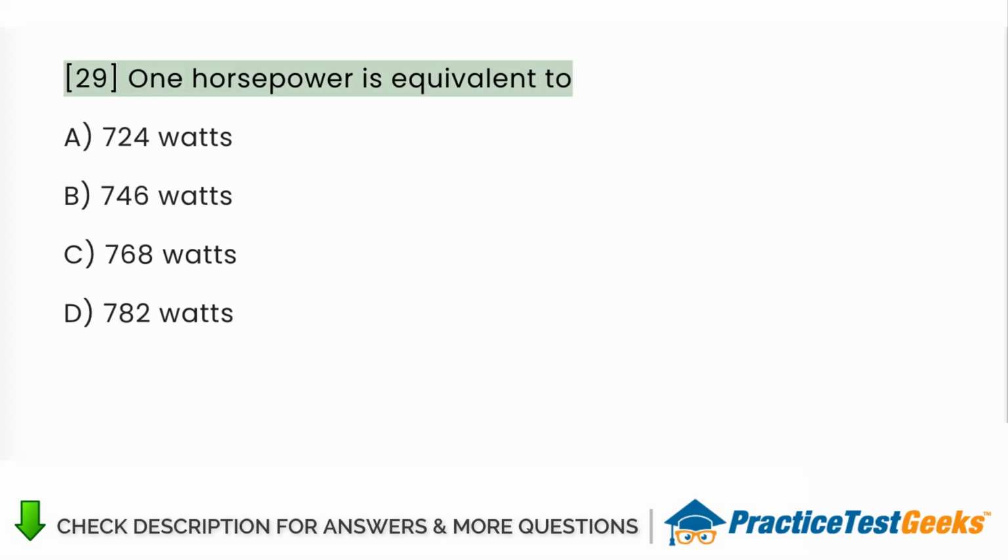One horsepower is equivalent to A. 724 watts. B. 746 watts. C. 768 watts. D. 782 watts.